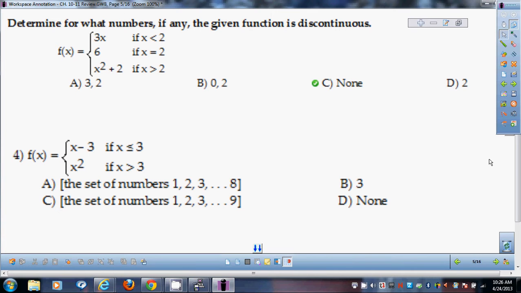If you plug in 3, this one you get 0, this one you get 9, which means they're going to different places. So the answer is B.